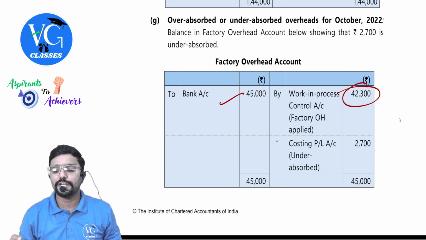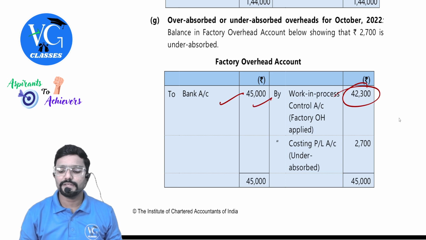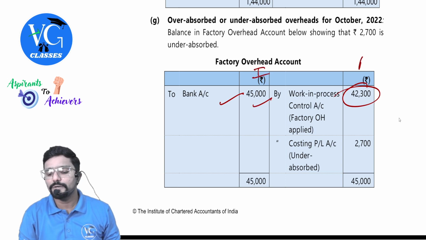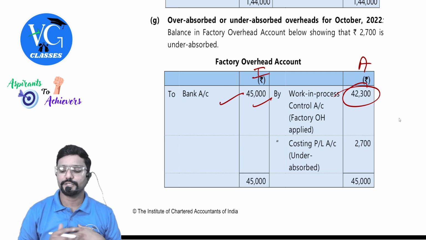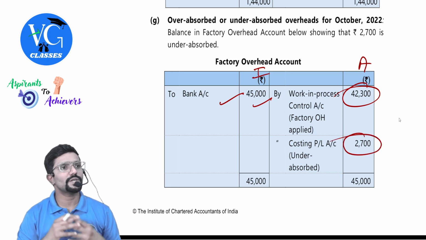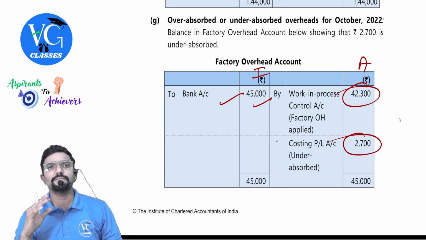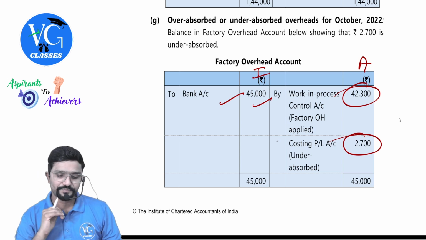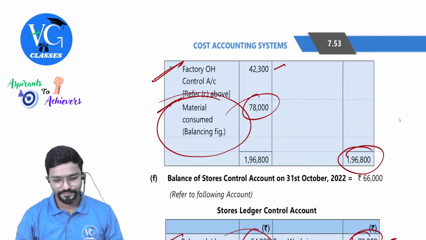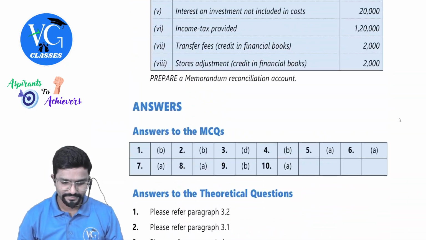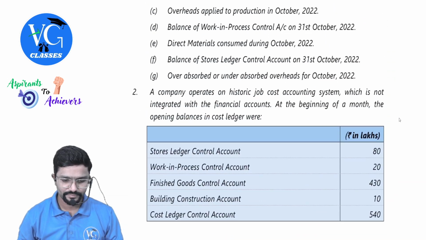Okay. Absorbed is how much? 42,300. We found out in a working note. Okay, sir. So 45,000 is on the debit side, which is nothing but incurred. Absorbed is 42,300. What is the difference, guys? There is an under absorption. Under absorption of how much? 2,700, which is nothing but the balancing figure. Oh, fine. It was an interesting question. Let us move forward to the second question.